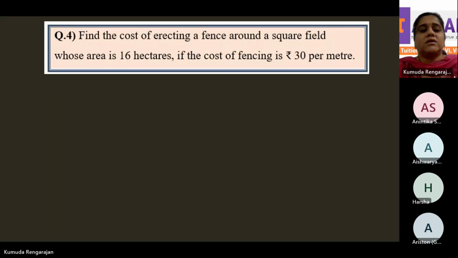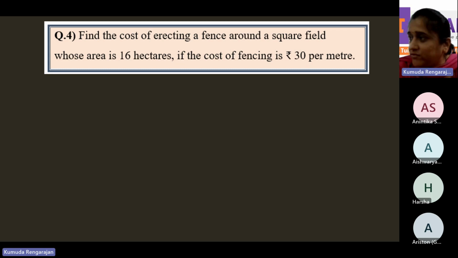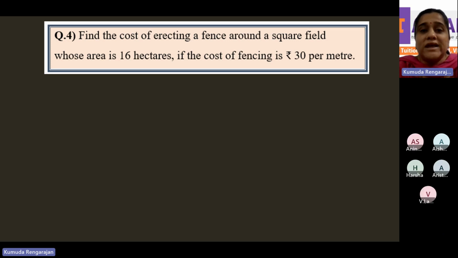Okay. So look at this question. Find the cost of erecting a fence around a square field whose area is 16 hectares. The area of the square field here is 16 hectares. We need to find the cost of erecting a fence, that is fencing the square field, at the rate of rupees 30 per meter.